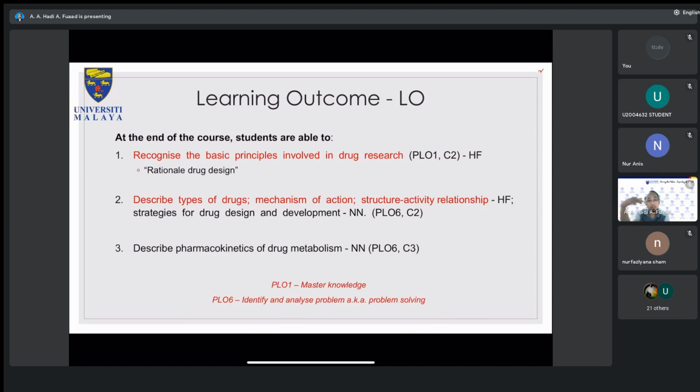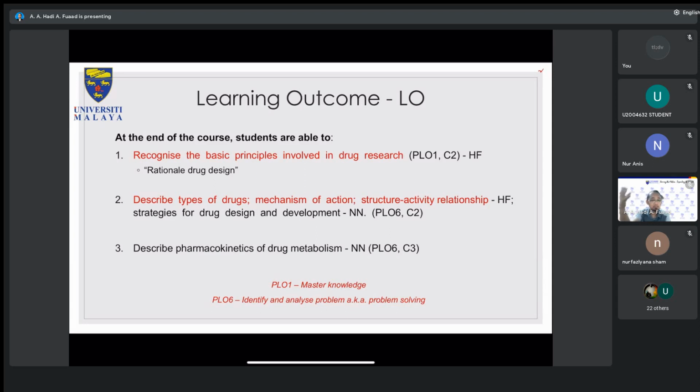So definitely you need to understand how drugs are developed in general. You don't need to know it in very fine detail, but generally you need to know what the pathway is. The second one is for you to describe types of drug, mechanism of action, structure activity relationship, and strategies for drug design and development. That's number 2.